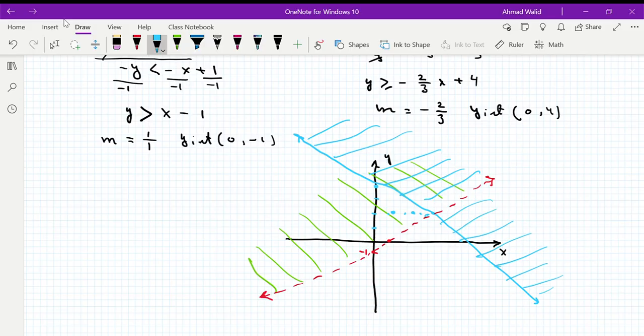Now, where is the solution for the system? All the shaded areas or a part of it? Where is the solution? The solution for the system of linear inequalities, remember, is the area where the shadings overlap each other. Correct? You are shading overlapping each other.